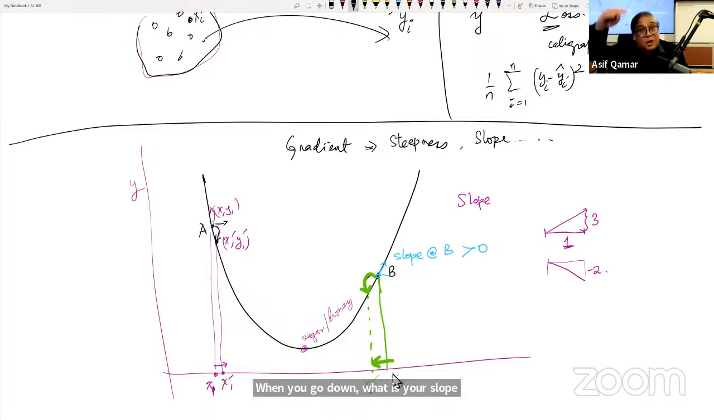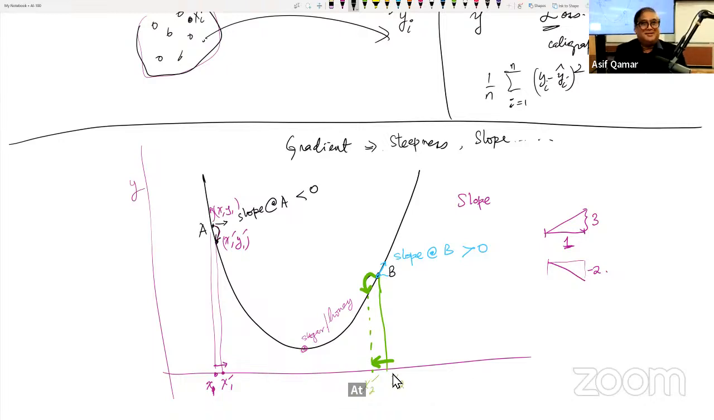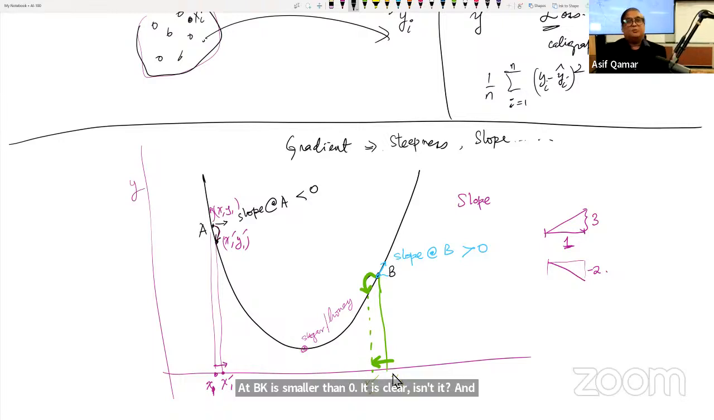At this moment, you have lost altitude, right? So you have a negative slope. Slope at A is smaller than 0. It is clear, isn't it? And it turns out that, see, what is slope? The slope is the amount of gain in altitude. That's what we define. Gain in altitude for a very small movement forward.